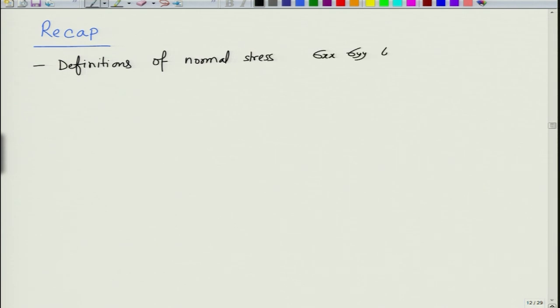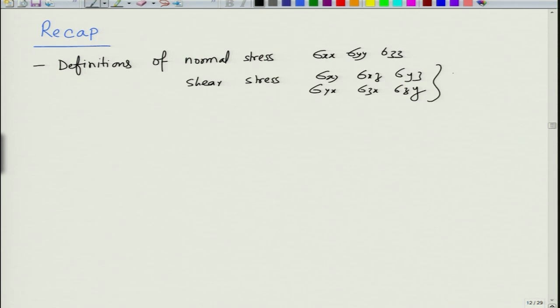So welcome to the new lecture of this course again, Properties of Materials. Let's briefly recap what we were doing in the last lecture. In the last lecture, we looked at the definitions of normal stress, which could be sigma xx, sigma yy, sigma zz, or we can have shear stress, which is sigma xy, sigma xz, sigma yz, and this could also be yx, zx and zy.